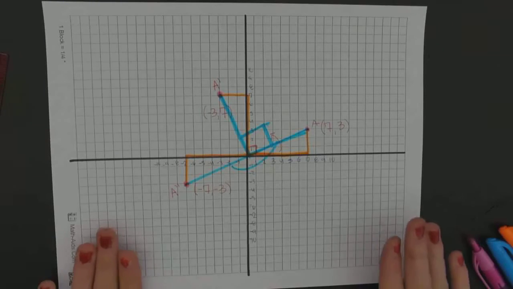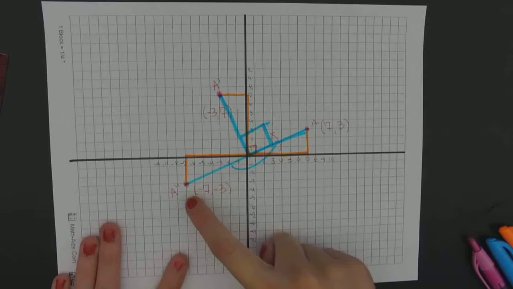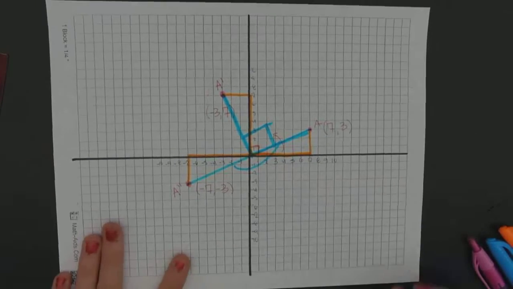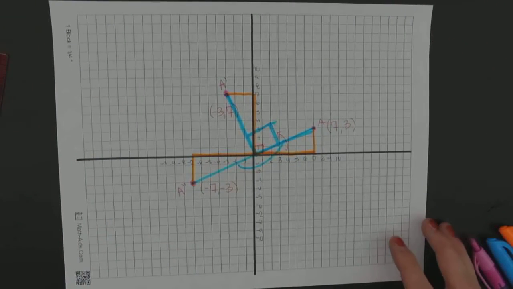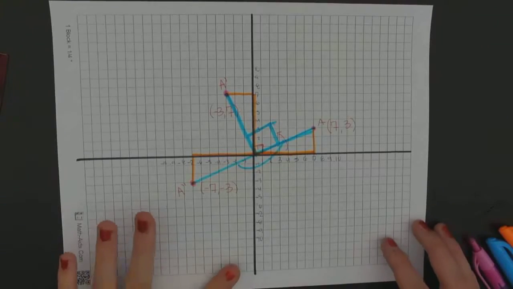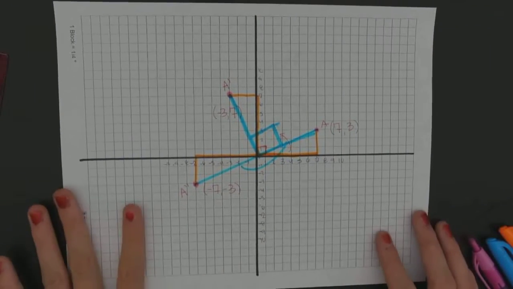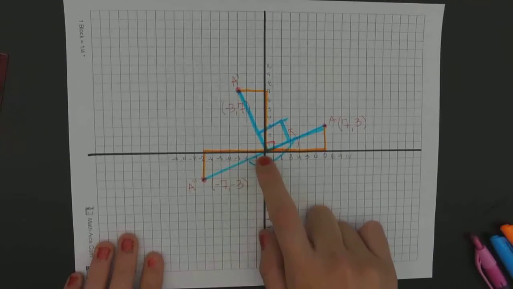And again, this is a rotation of 90 and 180. The reason I showed you guys those two is because those are the only two that we really focus on at our school in 8th grade, 90 and 180. So that's the rotation around the origin.